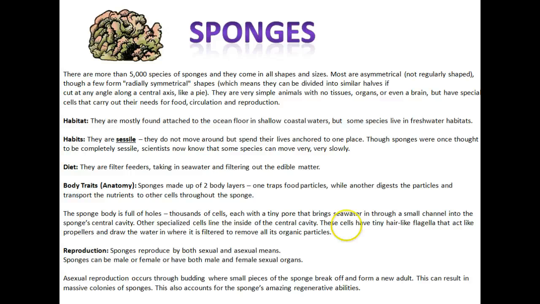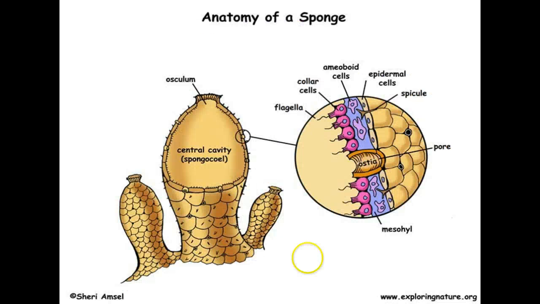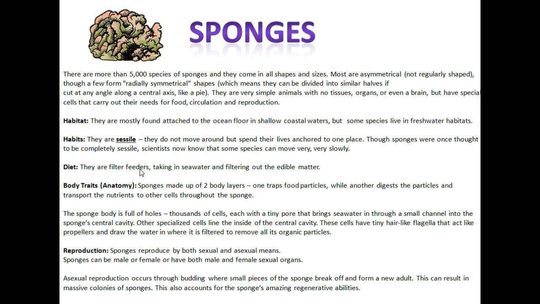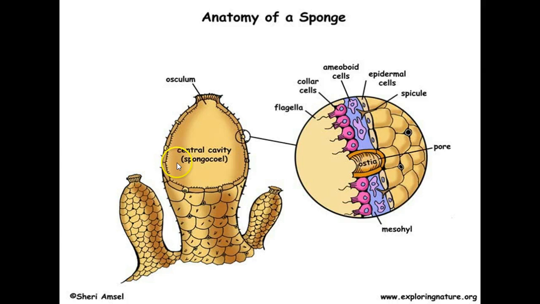Sponges reproduce sexually and asexually. I don't know if you remember that from the plant unit, but we learned that sponges can be male or female, or they can both have male and female sexual organs, which means that they could either reproduce by themselves or they can reproduce asexually. By themselves would mean, just like I'd showed you, the little budding, that would be asexual. And then if there was a male or a female, they would be able to also mate.